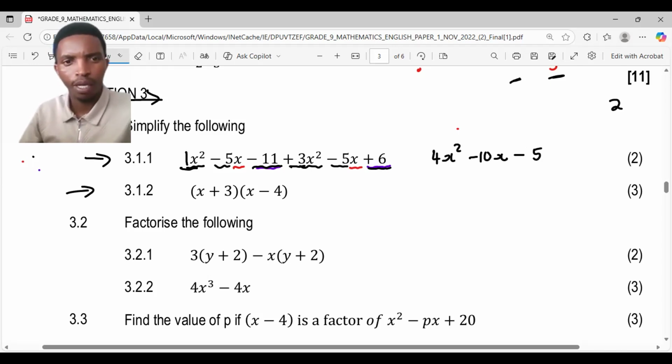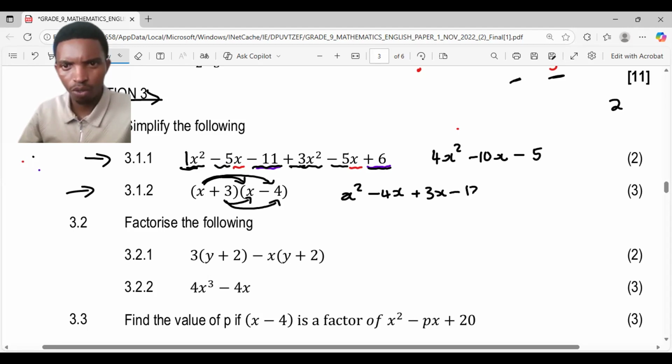Okay. And then now we have where they're saying we should simplify. Here we're going to have products. We multiply there and there, and that is going to give us x squared. We multiply that and that, and that is going to give us minus 4x. We multiply below here, and that is going to give us plus 3x. And then we multiply there, and that is going to give us minus 12.